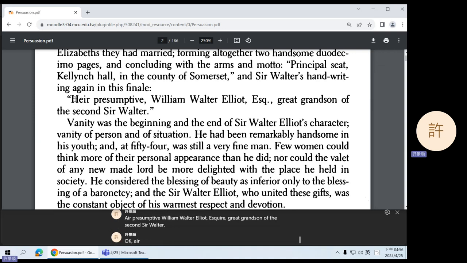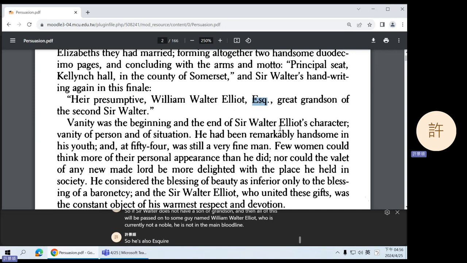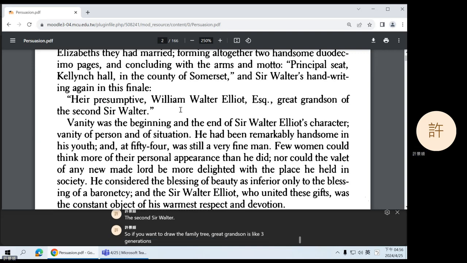Okay, heir is the person who will inherit the title and the land and the money. Presumptive means if Sir Walter does not have a son or a grandson. So if Sir Walter does not have a son or grandson, then all of this will be passed on to some guy named William Walter Elliot, who is currently not a noble. He's not in the main bloodline, so he's also Esquire. And it says that he's the great-grandson of the second Sir Walter. So if you want to draw the family tree, great-grandson is like three generations. So that's like a great cousin.